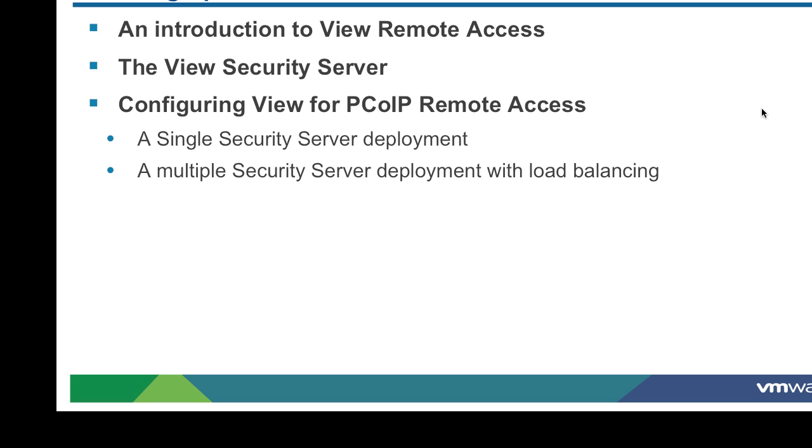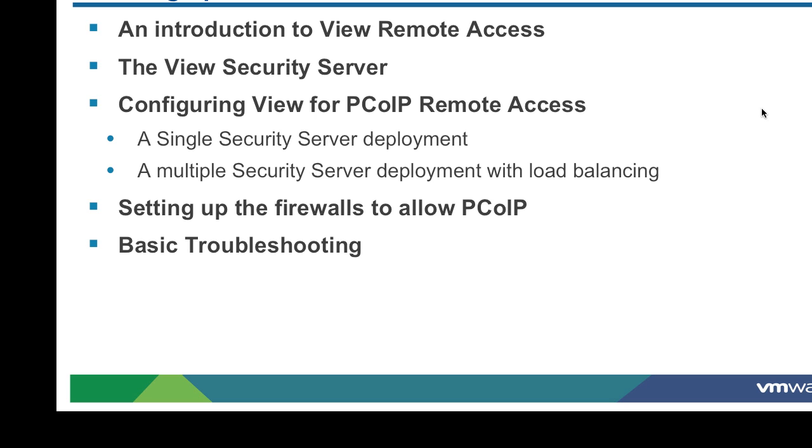specific use cases. The first will be a very simple single security server deployment, and then I'll talk about the use of multiple security servers in a deployment for high availability using load balancing. I'll talk about setting up the firewalls to allow PC over IP in a remote access PC over IP setup, and then I'll go through some basic troubleshooting steps.